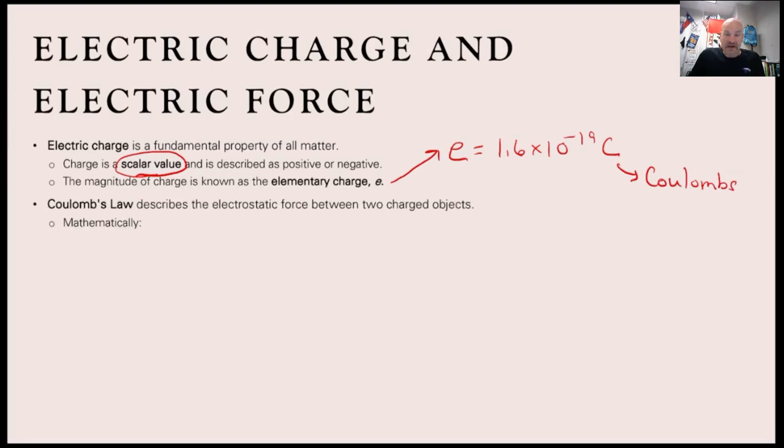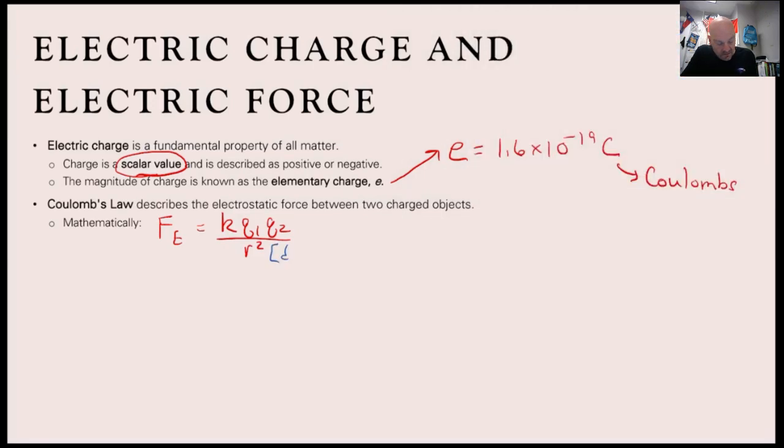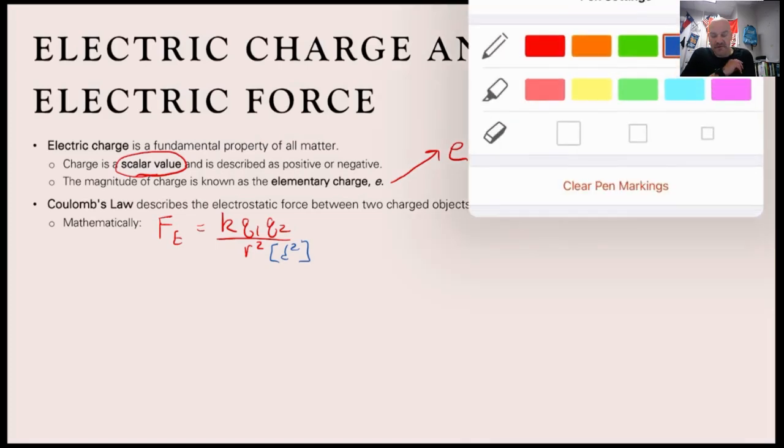So that actually leads us into Coulomb's law, which describes the electrostatic force between two objects. And mathematically, the electric force is going to be k q1 q2 over r squared. Sometimes this r will be written with a d. But just remember, it's the distance between their centers.